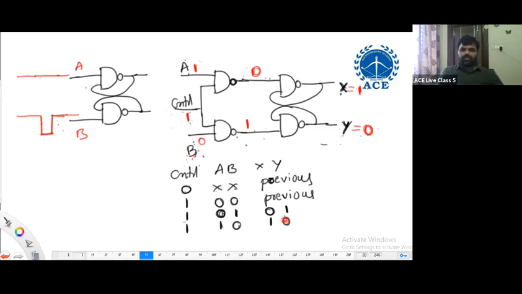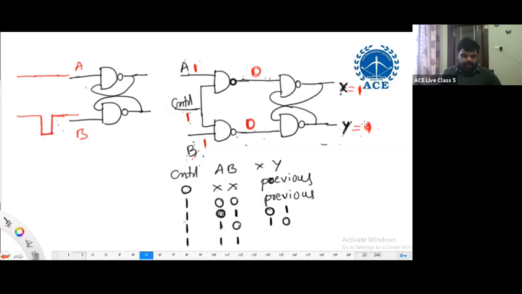Now we are getting into one more important thing. Control is 1, AB are 1, 1. Then what happens here? For 1, 1 it is 0. For 1, 1 also it is 0. As we are getting 0, 0 here, no doubt these two will be 1, 1 again.